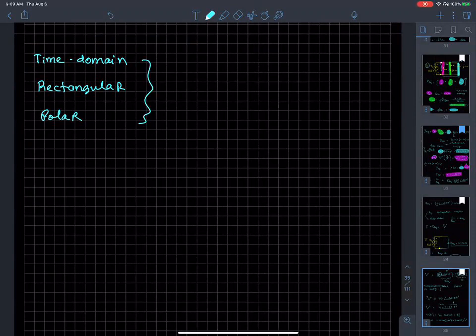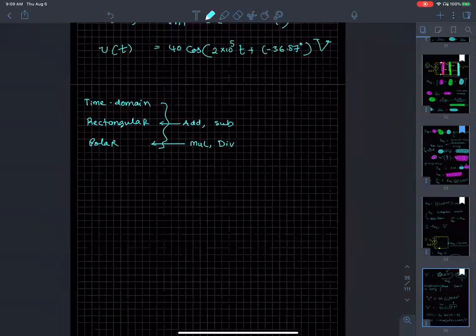You could do the exact problem, all of it, in the rectangular form, in the complex number domain completely, and still get the answer. You could do the whole problem in polar form and still get the exact answer. But it's much easier to add and subtract in the rectangular form. It's much easier to divide and multiply in the polar form. Okay, I'll give you an example now.